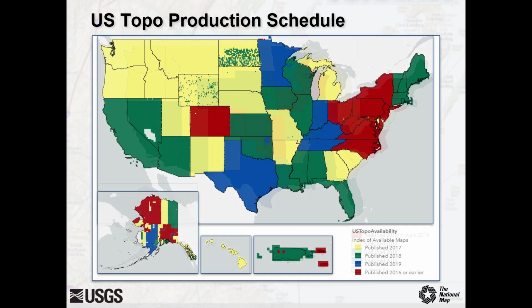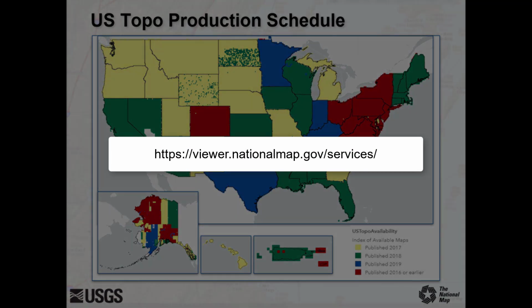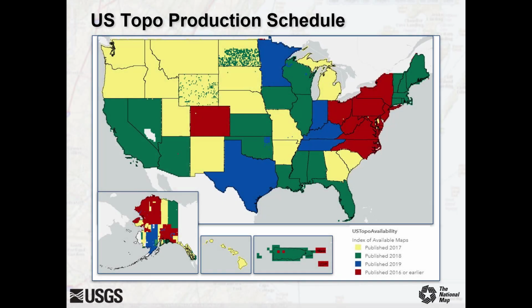However, as the map refresh process takes place throughout the entire year, please refer to the US Topo Availability web service found at viewer.nationalmap.gov/services if you want to know exactly which regions have been completed at a given time. This is the most reliable source of determining the US Topo map date for a particular area of the United States, other than downloading the maps themselves.